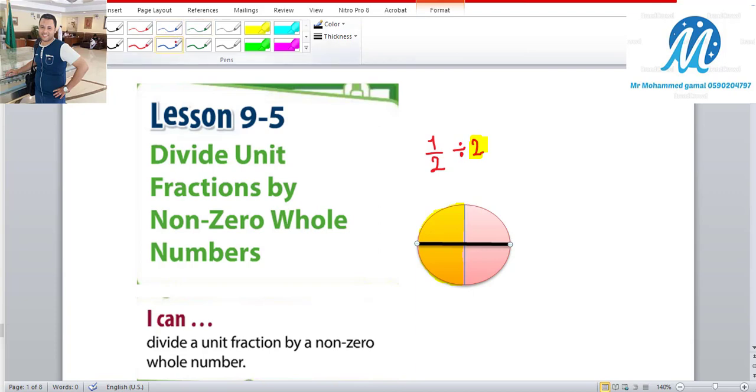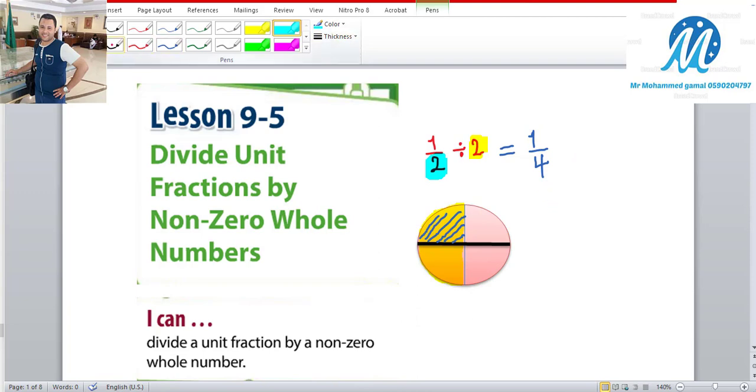Now when I split it, I'm asking you about this part. When I split it, this part is what? Yes, it's 1 over how many? Yeah, 1 over 4. So this is how to do it by models. But the easiest way is just to multiply the denominator by the whole number. So the answer is 1 over 4.